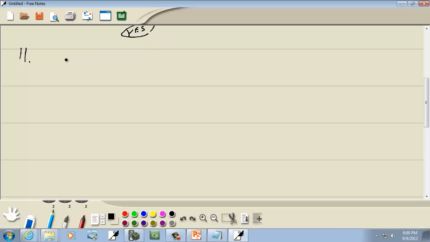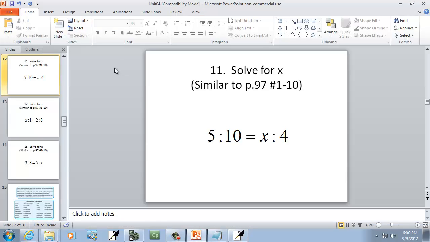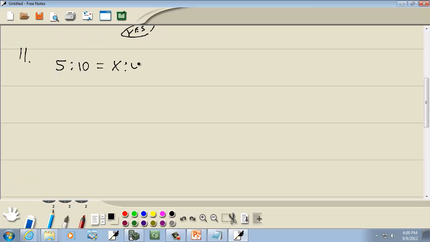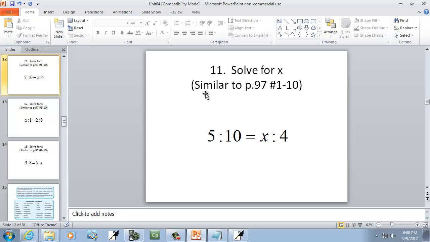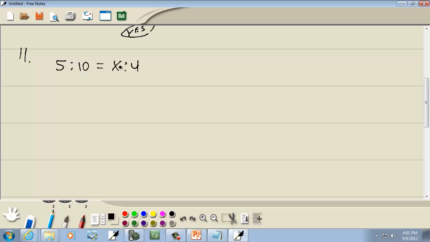Okay, let's look at this one. What they're wanting us to find here is, it says solve for x. We're trying to find the missing x value that causes this to be a proportion. Well, let's set it up in fraction form. This would be 5 over 10 equals x over 4.